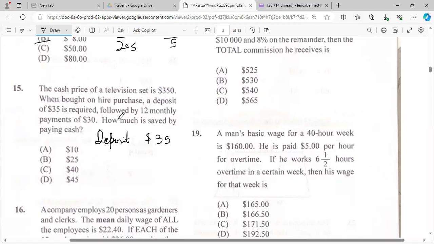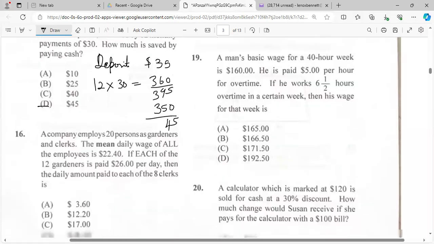Alright, so that's $35. And then the 12 monthly installments is going to be 12 times 30. I'm going to take out 10. 10 times 12 is 120. 120 times 3 is $360. So that's a total of $395. And the hire purchase, the cash price was $350. So all we have to do is subtract to get how much we have saved, which is $45. Very nice question.